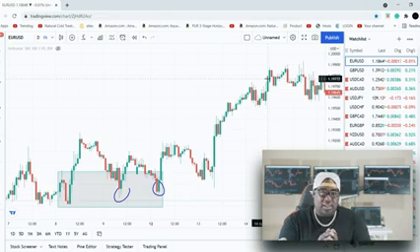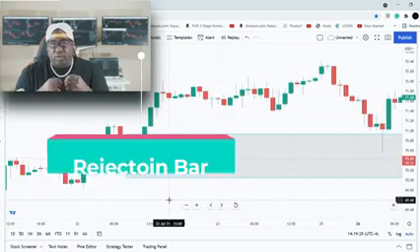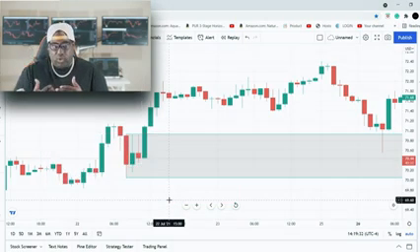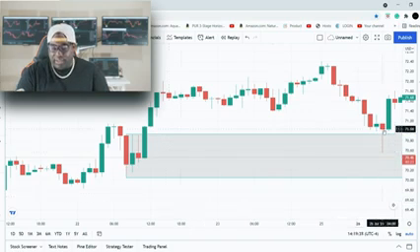Now let's go to the next setup. Now this setup is called a rejection bar. So we're looking for the market to come back into the zone, and we want to look for a nice rejection. Notice how we have a nice wick right here.